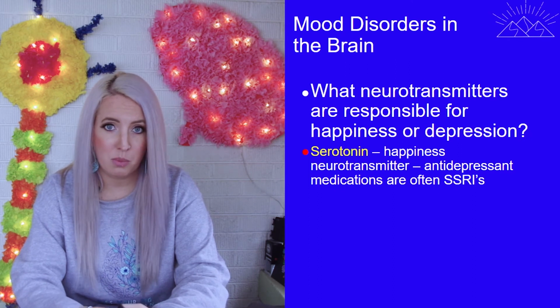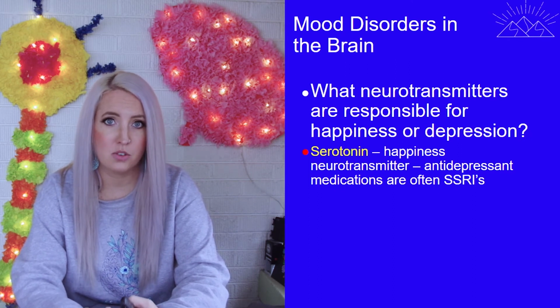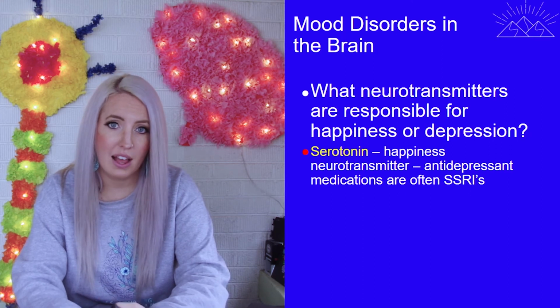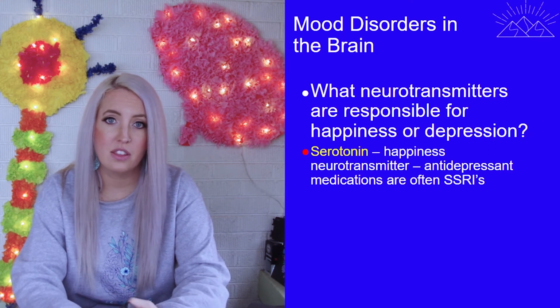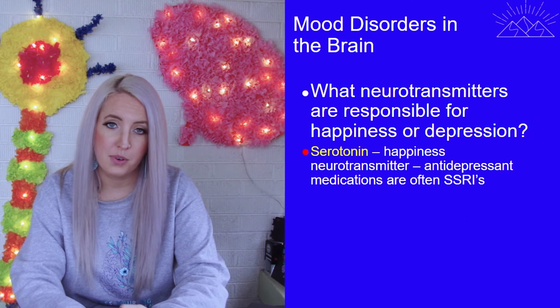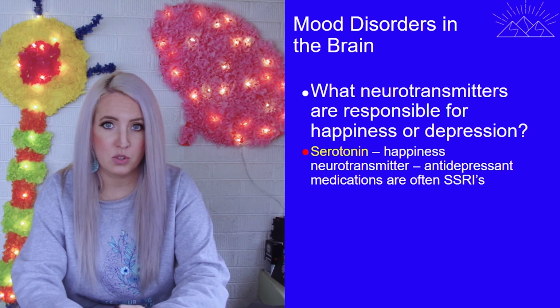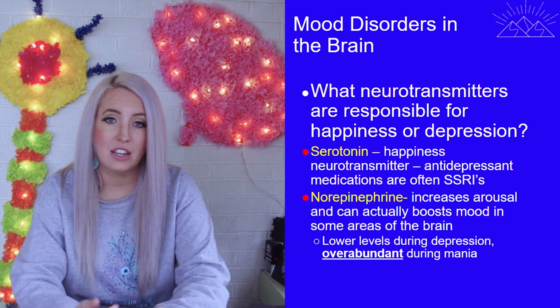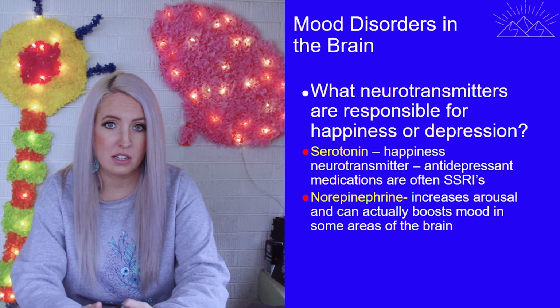Serotonin, as we know from neuroscience, is our happiness neurotransmitter. And so antidepressant medications are often SSRIs that are going to prevent that reuptake of serotonin to increase the feelings of serotonin in the brain. Norepinephrine also plays a role in these mood disorders. We sometimes see it in overabundance in individuals experiencing a manic episode, and in lower levels in someone experiencing depression.